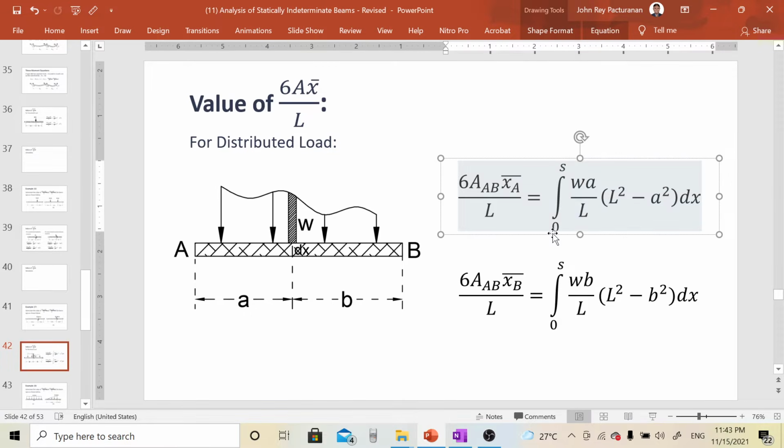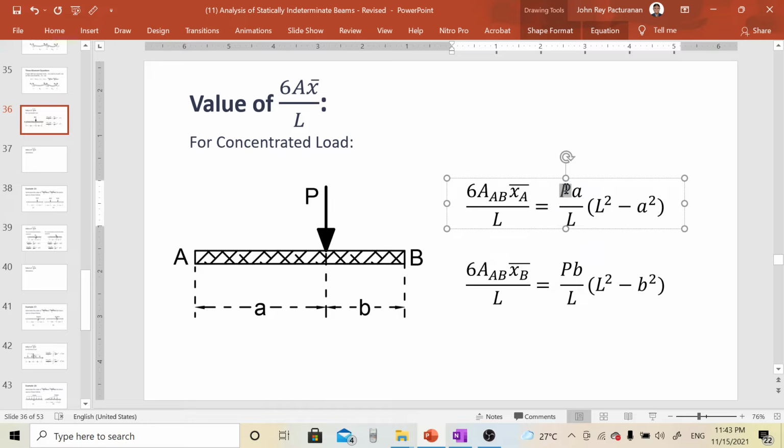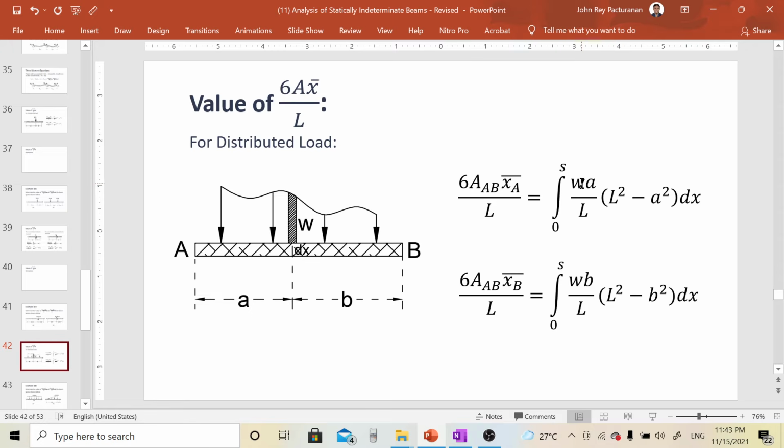If you look, the integral of WA over L, then the quantity L squared minus A squared, then dx, from 0 to L. So that one is in terms of A, and the other one is in terms of B. And a tip, so you won't have a hard time memorizing, go back to the concentrated load. Actually, what we did there, instead of letter P, we just made it W.